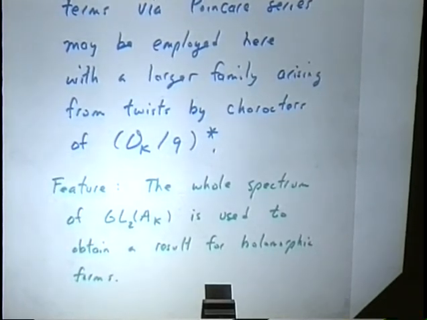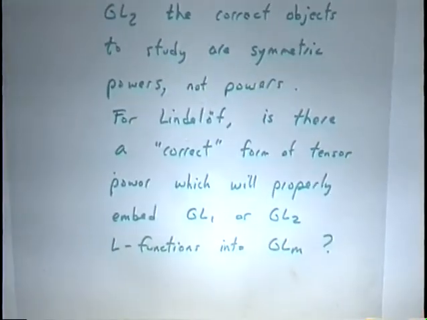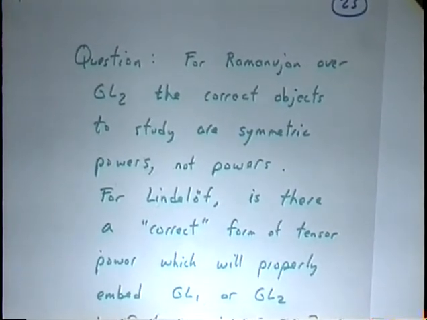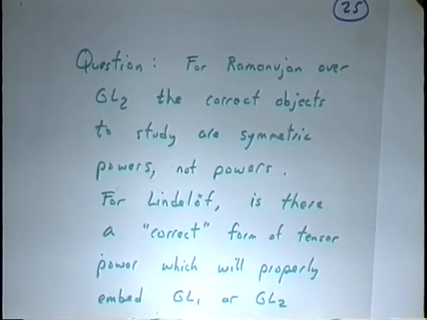So I'll end with a question which is not directly related to the theme, but I think it's quite an interesting question. If you think about what's going on here, for GL2, it was clearly seen that for Ramanujan, the correct thing to look at are the symmetric power L functions. If we can understand the analytic properties of symmetric power L functions, we get Ramanujan. And that was the structural setting for looking at powers.